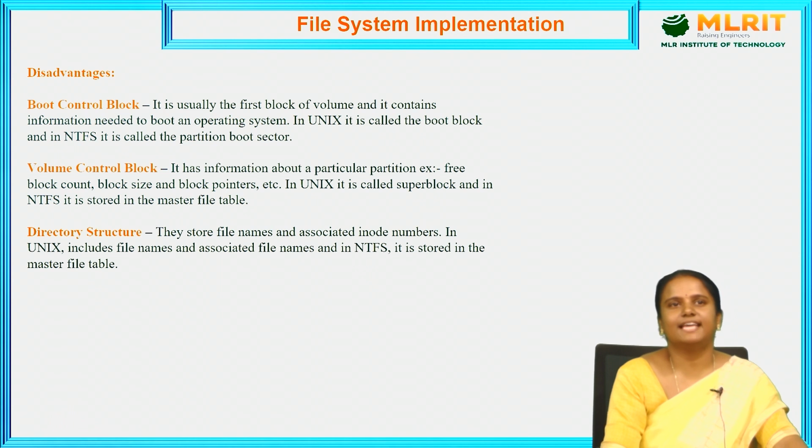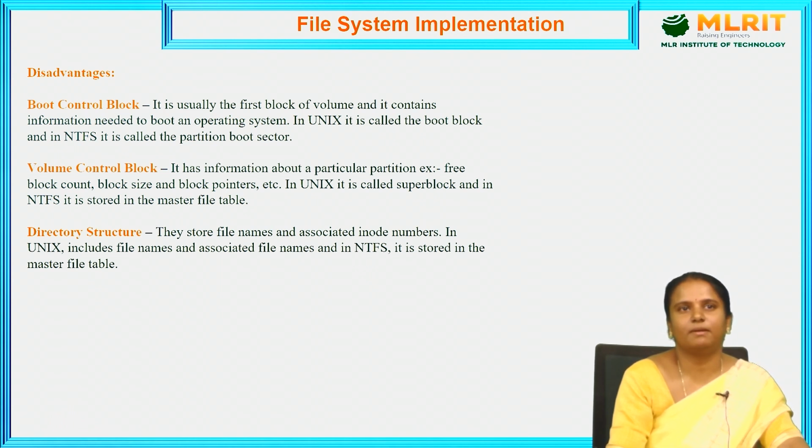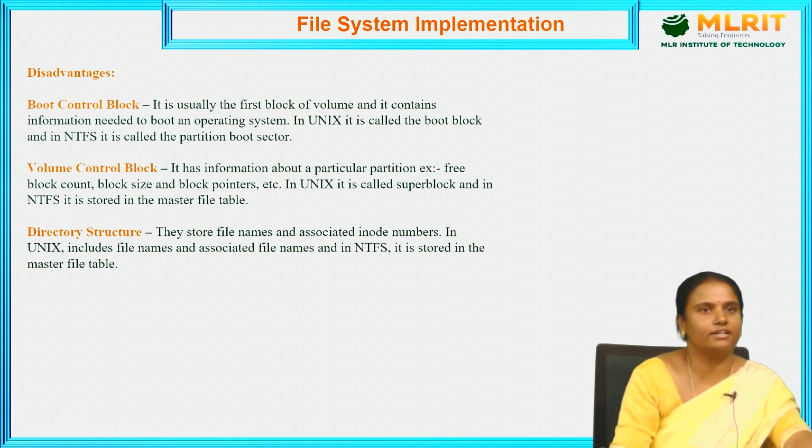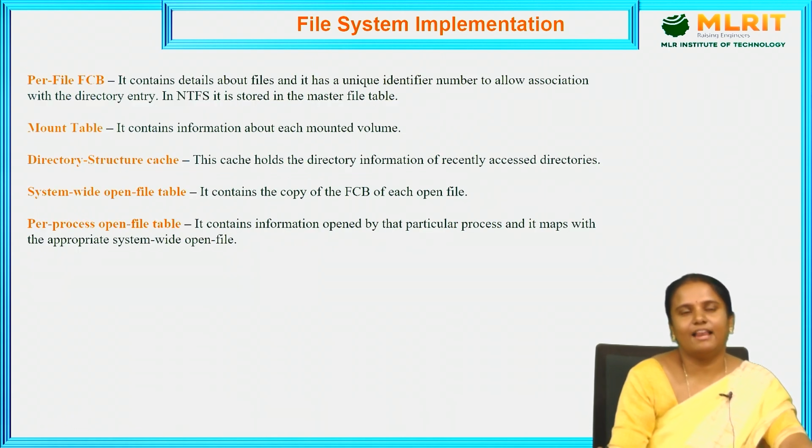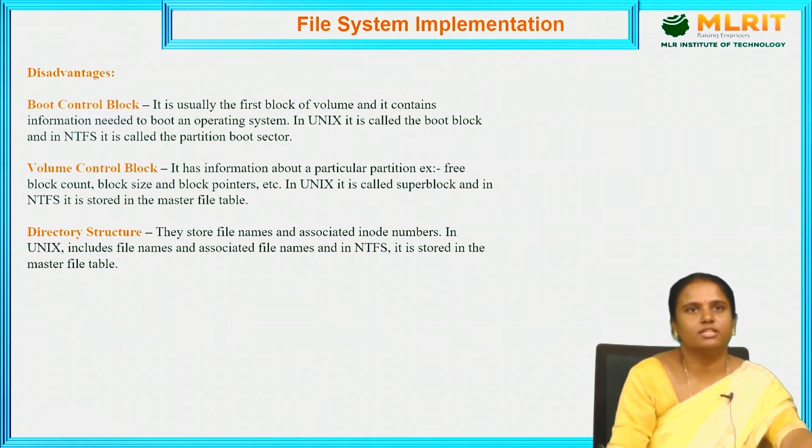Next, what are the disadvantages of this file system implementation? These disadvantages are the boot control block, volume control block, and directory structure, and the per-file FCB, mount table, directory structure cache, system-wide open file table, and per-process open file table. So these are the disadvantages.